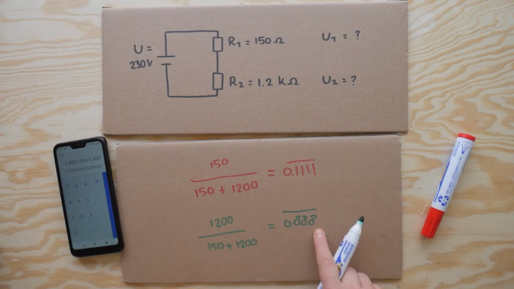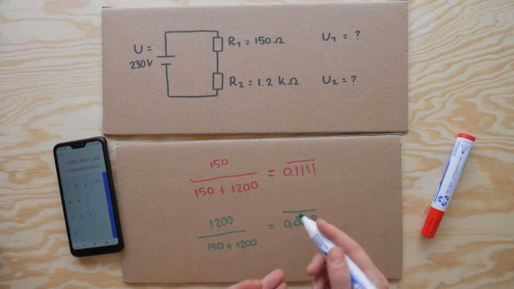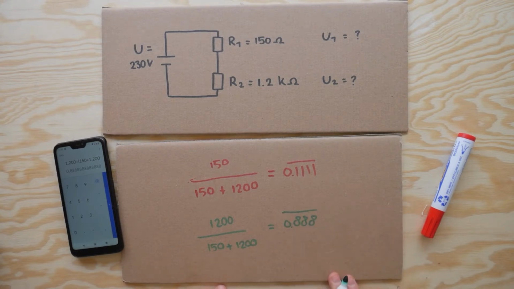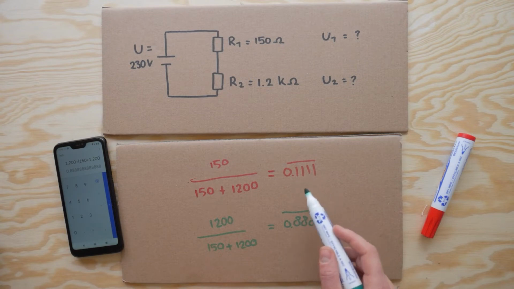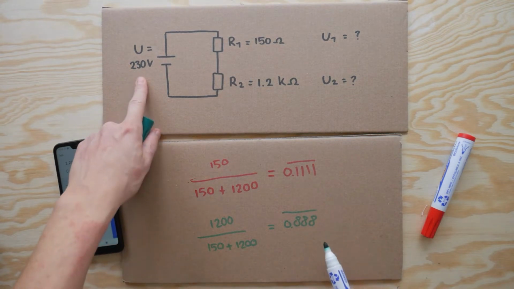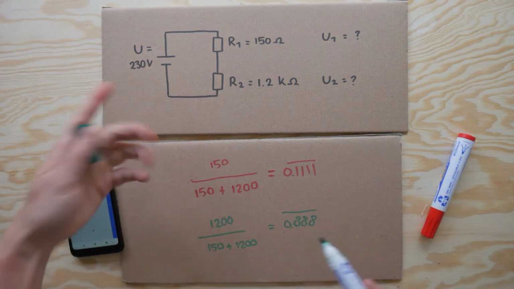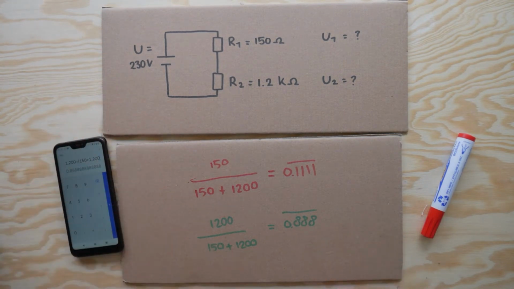Alright, so this just repeats, and I made the stripe too big, but this just repeats forever. It's a fraction, and they often do that. What can we do with that? Well, we know now that this is kind of like a percentage. This is like 88%, this is like 11%. So 88% of 230 volts, not 10 volts or 100 volts, right?